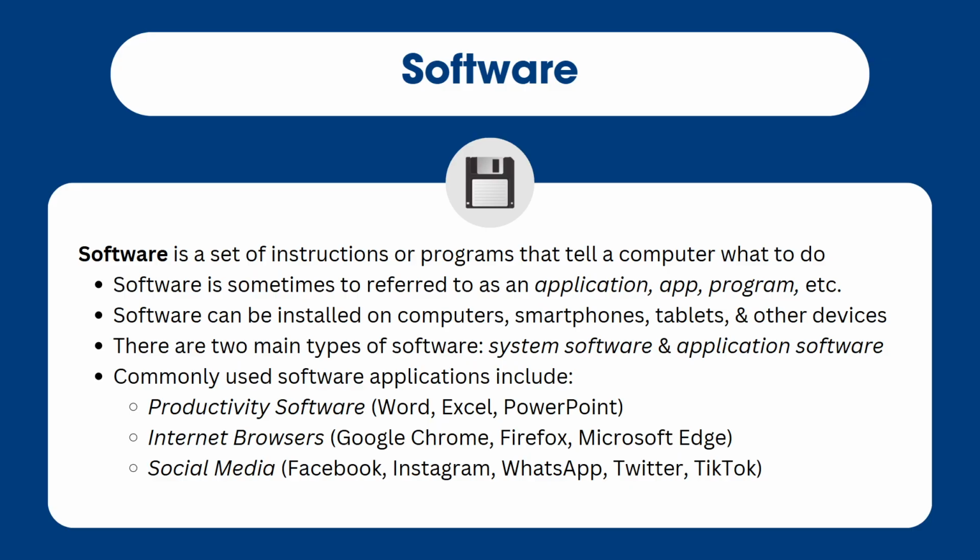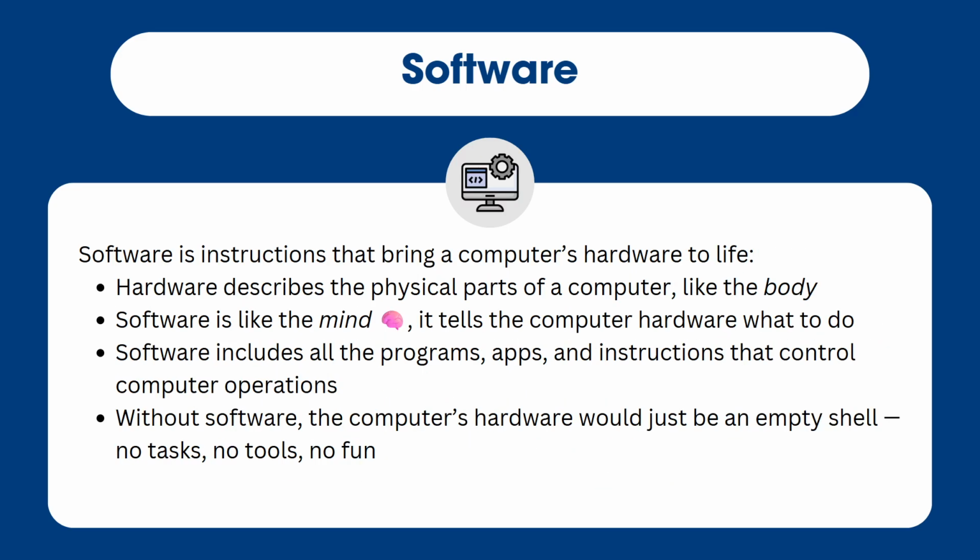Remember, there's two types of software: the system software, which directly works with the hardware, and application software, which is above the system software and really is all about solving a particular problem for the user. For example, productivity software helps you be productive. Internet browsers help you surf the web. Social media helps you connect with people across the world.